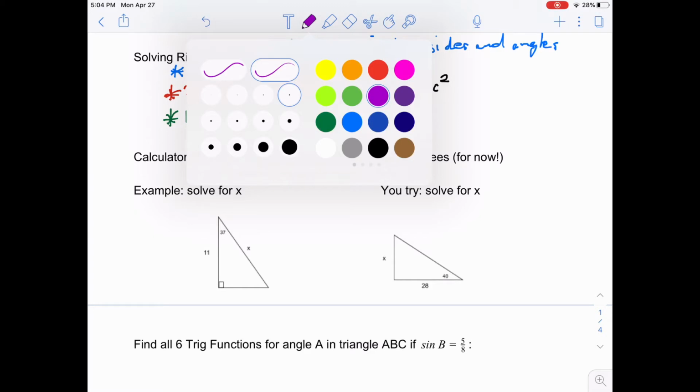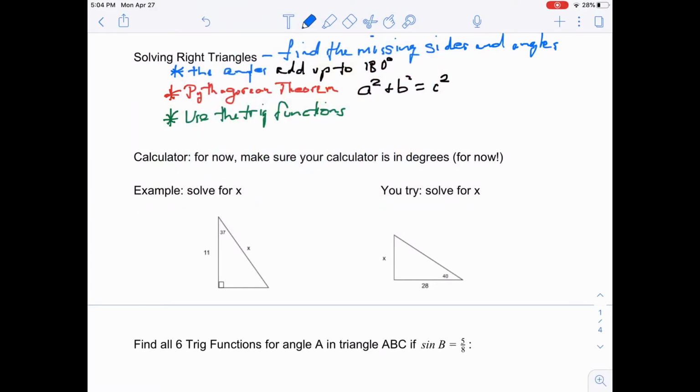If you haven't put it in degrees yet, make sure it's in degrees. Now later we'll learn about a different way to measure angles, but for now make sure it's in degrees. So this problem down here, we have angle 37, and we have the adjacent side to it, which is 11. X is also adjacent to it, but since it's opposite the right angle, that makes it the hypotenuse. So the 11 is the adjacent side, the x is the hypotenuse.